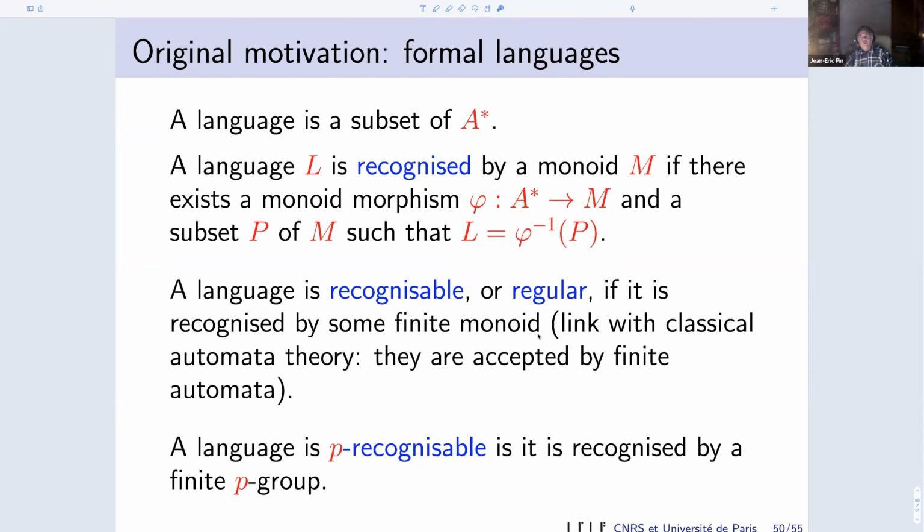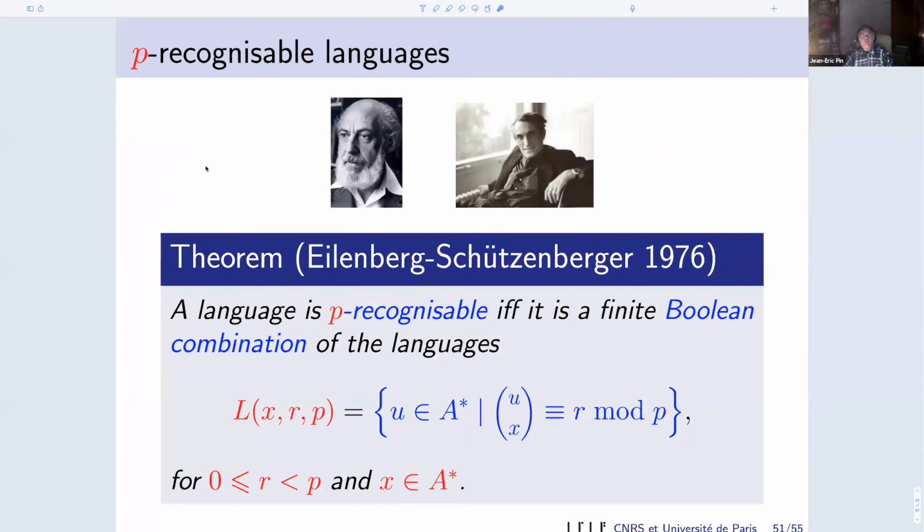For those of you who know about automata theory, yes, they are exactly the same, except that this definition, in my opinion, is a much better mathematical definition of a regular set than the one with automata. But let me close this parenthesis. Now let's call a language P-recognizable if it is recognized not by any monoid, but by a finite P-group. These P-recognizable languages were studied by two people you know, at least the first one, Hausdorff and Schützenberger.